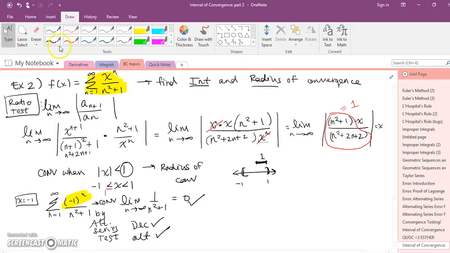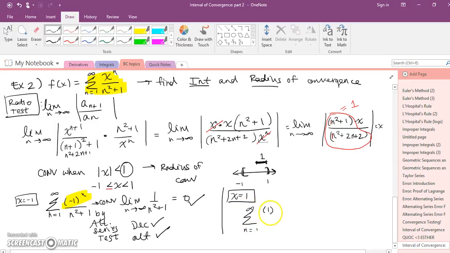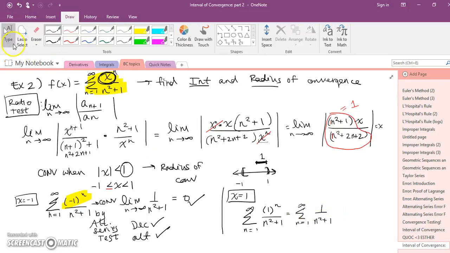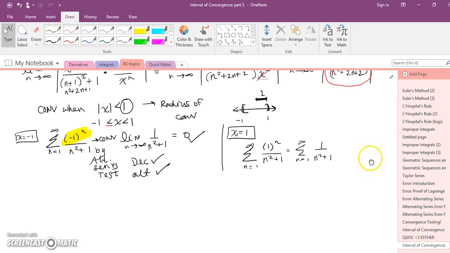Now, let's test the endpoint of x equals 1. Let's take our summation and plug 1 in. So that'd be 1 to the n, I'm plugging in right here, over n squared plus 1. Well, 1 to the anything is just 1.